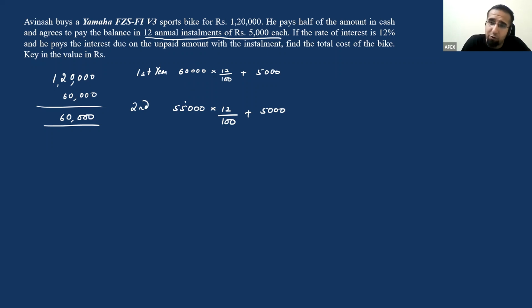This is 5 into 12, 5 into 11. Similarly, when I go with the next installments, your third installment becomes 50,000 into 12 by 100 plus 5,000, and so on, so on, so on. Eventually, the last payment amount will be 5,000 into 12 by 100 plus 5,000.